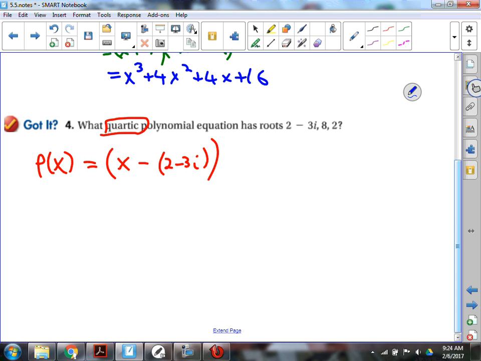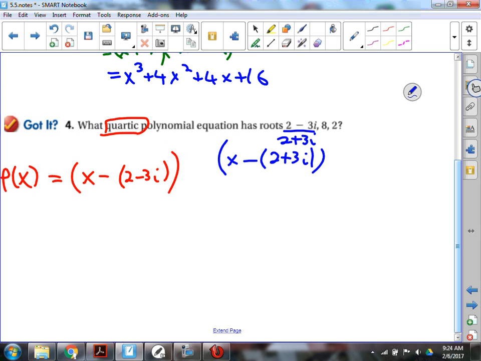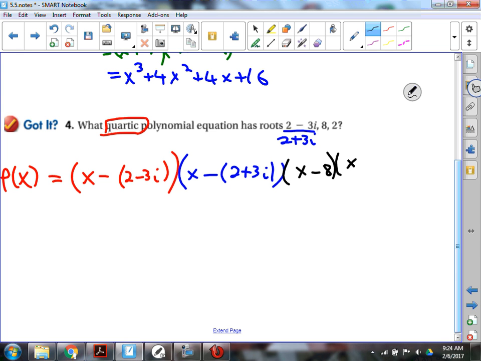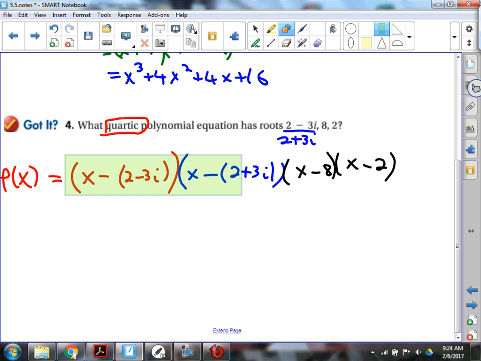Right. So because this is a root, 2 plus 3i is also a root, so we'd have x minus the group of 2 plus 3i. And then x minus 8 and x minus 2. What do we think? I've got to be honest with you. Multiplying out this, it's quite a feat. It's quite the chore. Everybody care to see how that's done?